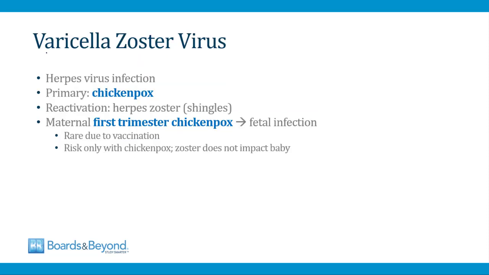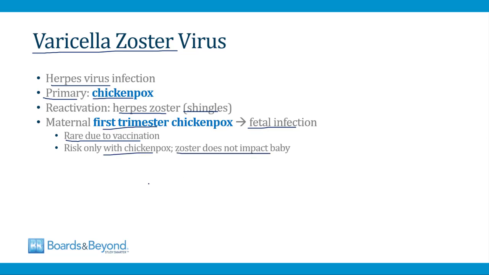And then our last TORCH infection is the varicella zoster virus. This is another herpes virus infection. Primary infection with varicella causes chickenpox. It can reactivate years later and cause herpes zoster, otherwise known as shingles. And if the mother develops chickenpox, in other words primary infection in the first trimester, this can lead to fetal infection. Now in modern practice this is rare because most women have been vaccinated for varicella, and importantly the risk is only if the mother develops chickenpox. If the mother develops herpes zoster, this does not impact the baby.